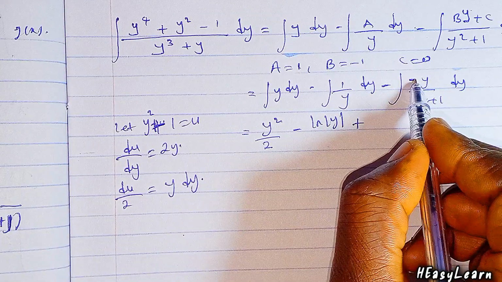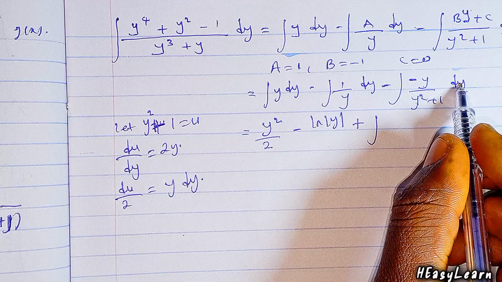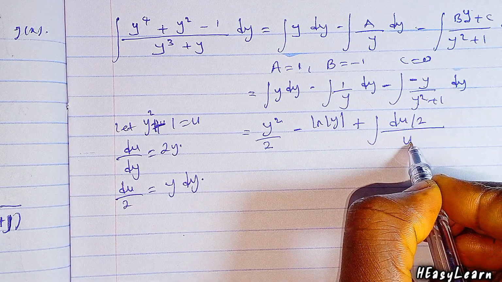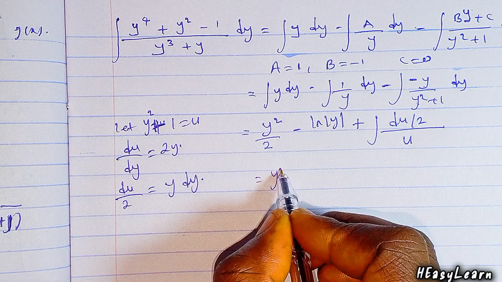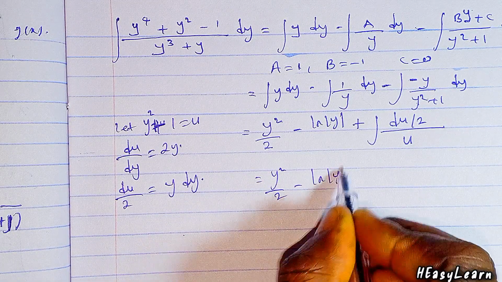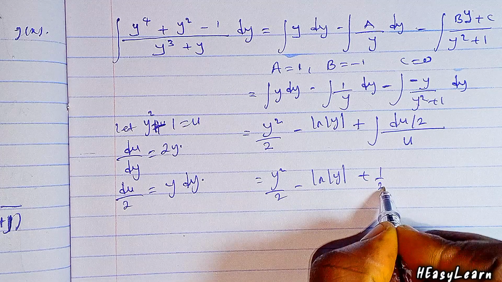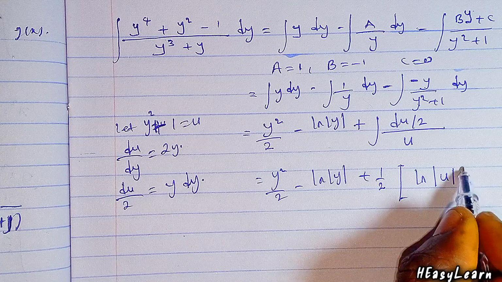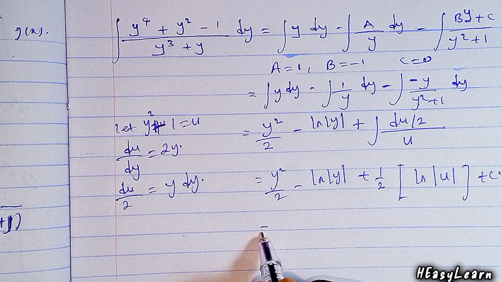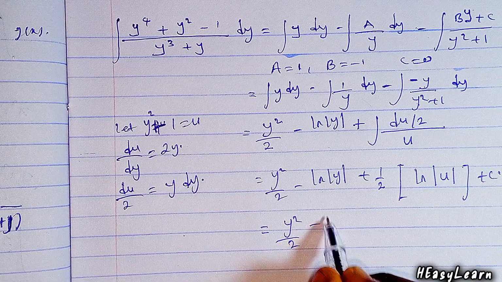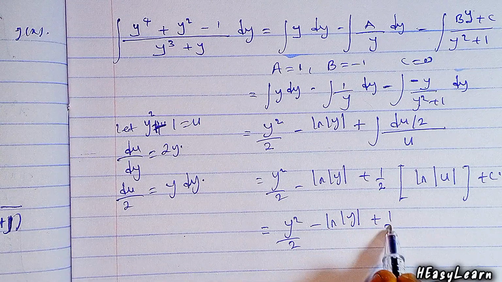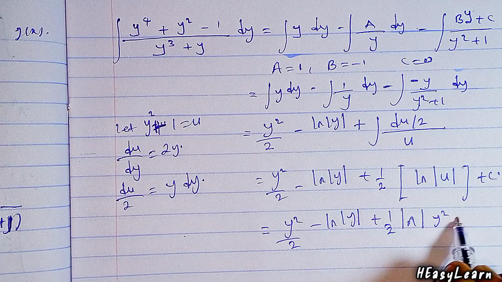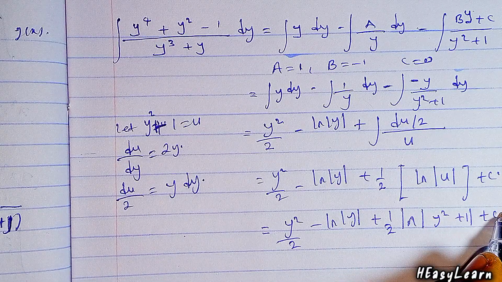So this negative will go away with this negative. The integral of y dy is now du over 2 divided by u. So this integral is y squared divided by 2 minus ln y plus 1 over 2, where the 1 over 2 is a constant. The integral is ln u plus constant of integration. This is the same thing as y squared divided by 2 minus ln y plus 1 over 2. What is u? U is y squared plus 1 plus constant of integration.